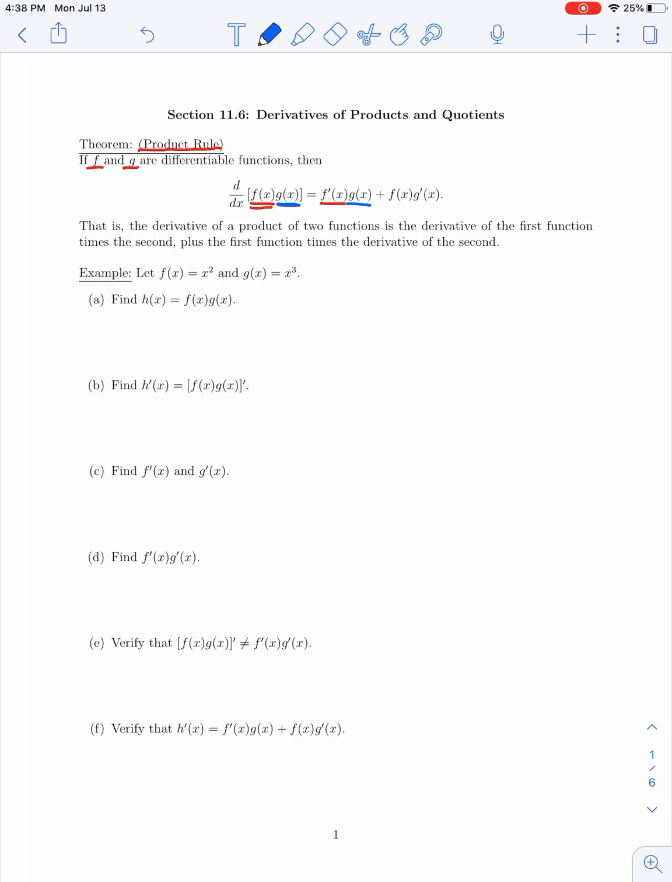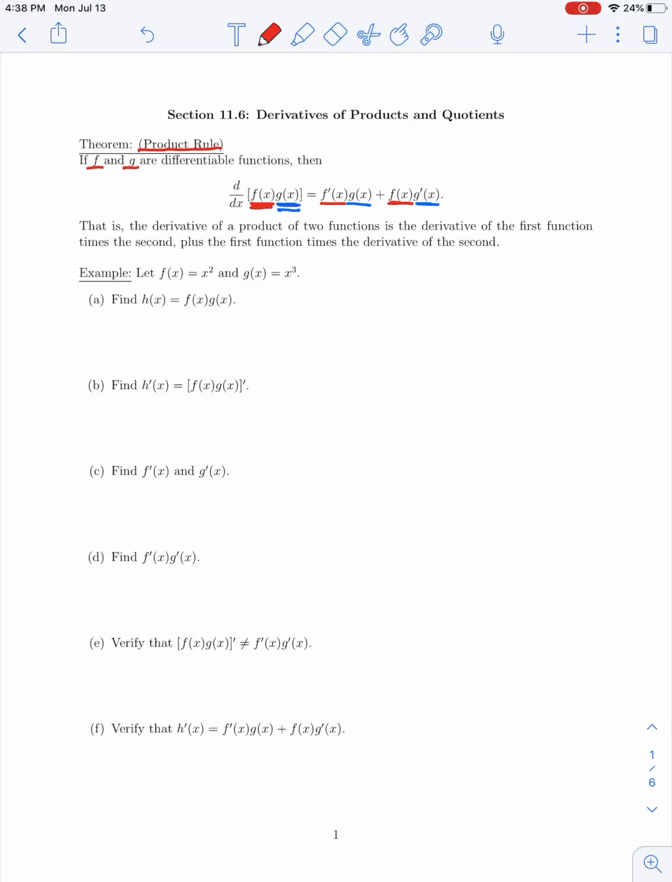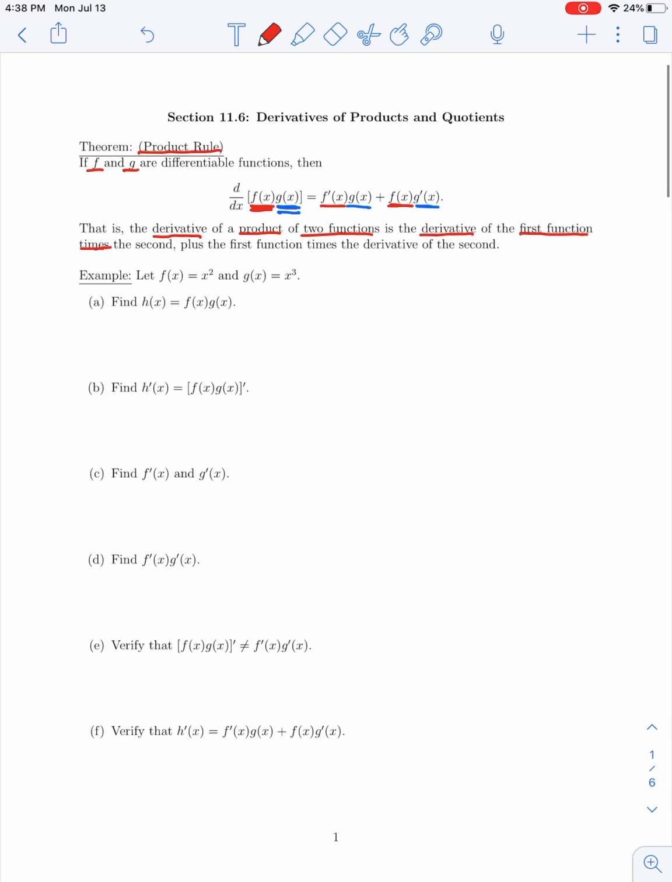And then we add the product of f of x. So we take our first factor, f of x, left alone, and multiply by the derivative of the second factor, g prime of x. So in English, this product rule says that the derivative of a product of two functions is found by taking the derivative of the first function times the second function plus the first function times the derivative of the second function.